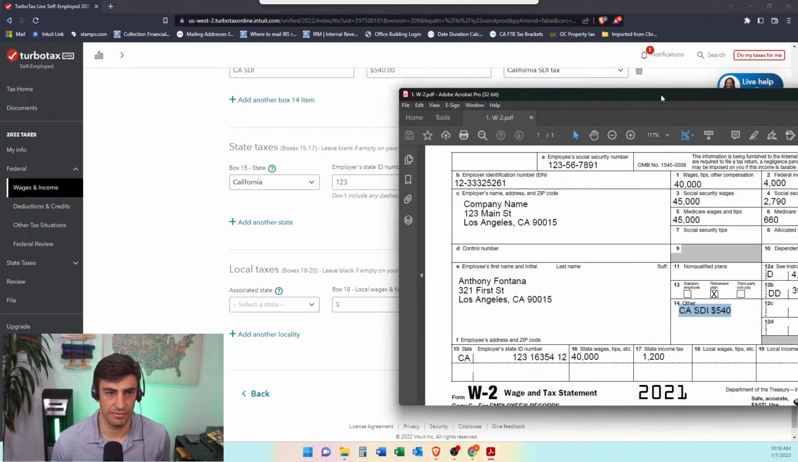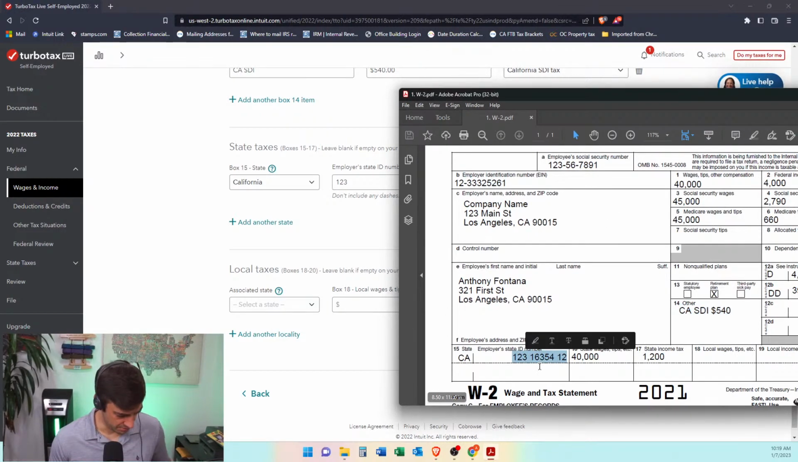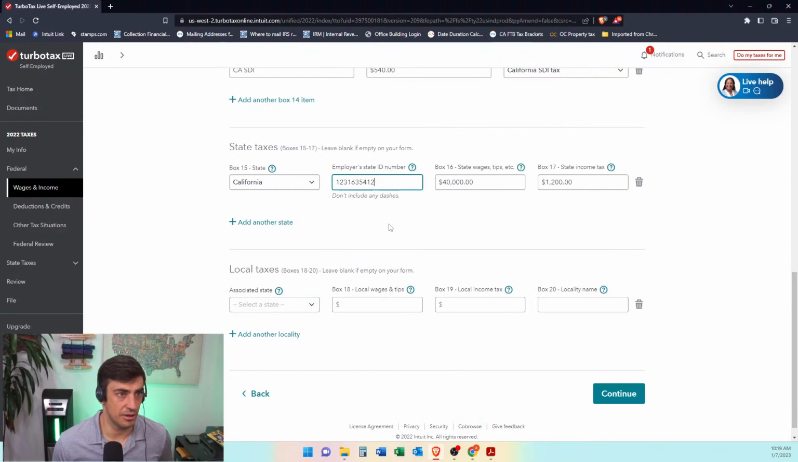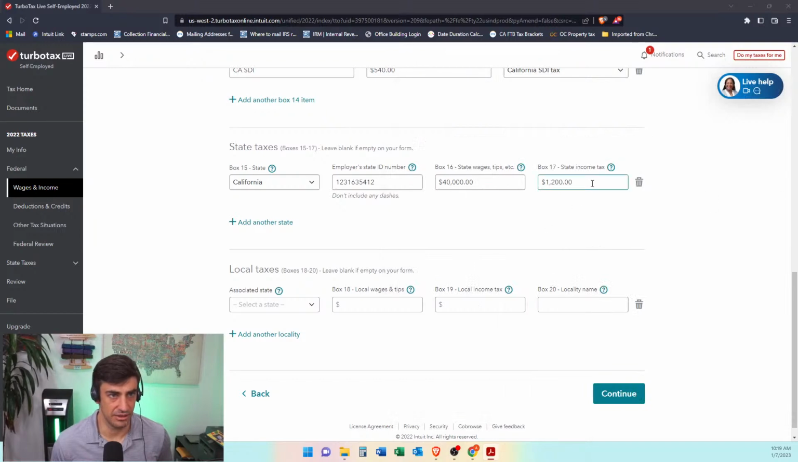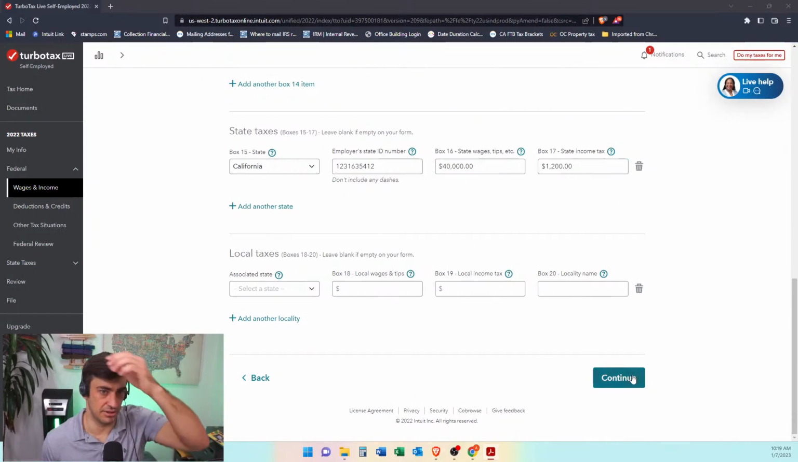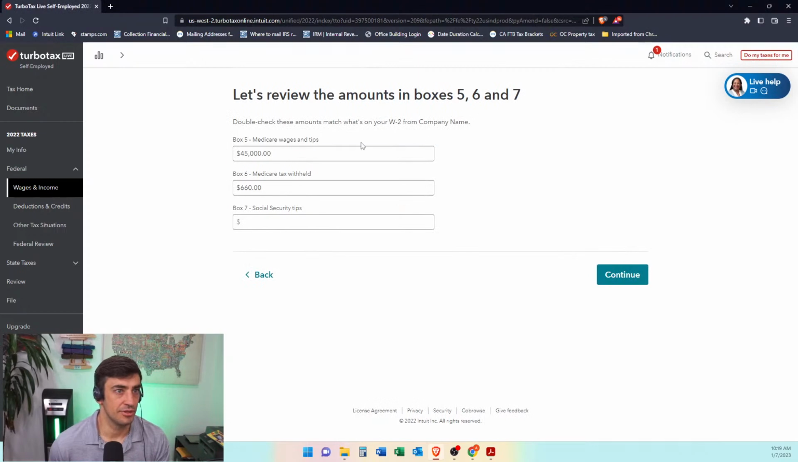This is important here. State taxes for California. I kind of just bogused that one too, but look, it didn't pick that whole thing up there. So we'll copy paste that in there. 40,000 is what we got paid, same as up here, taxable. And 1,200 is what we paid in tax. Look at that. Those flowed through. Nice. Okay, deal. Continue.